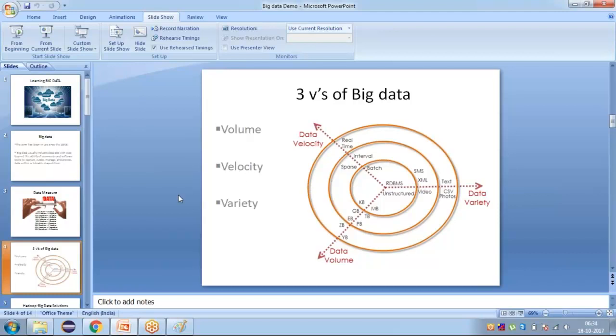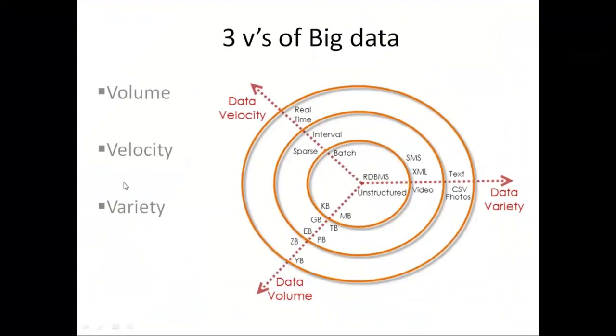What Nandana said is all correct, but she was mentioning it is all unstructured data, and it is not just unstructured, you also have different types of data. So that makes these three parameters really very important parameters for big data.